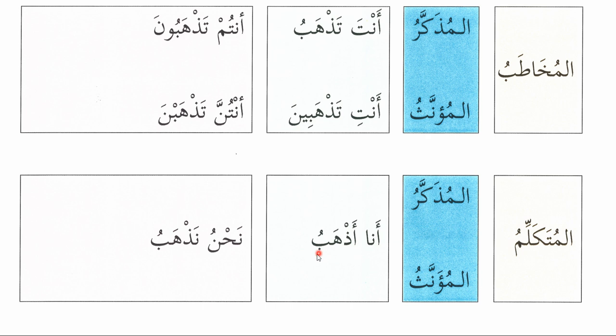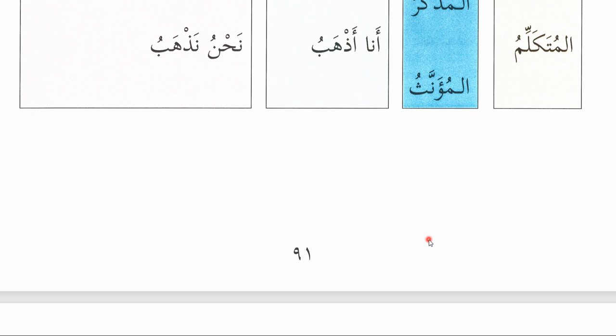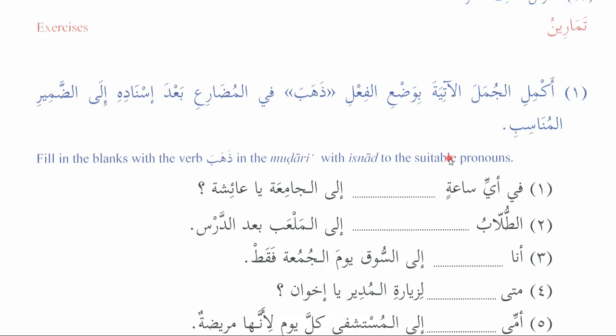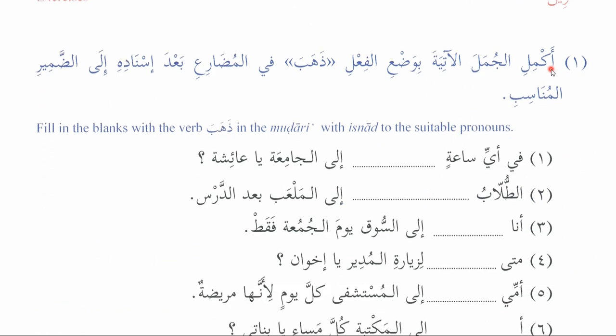Mutakallim, ana azhabu. The alif is representing the ana. And where is our damir? It's mustatir, taqdiruhu ana. Nahnu nadhhabu. Where is the damir? It's taqdiruhu nahnu. Hidden inside, damir mustatir. So I think it's clear now for you. Now let's do the exercise here.